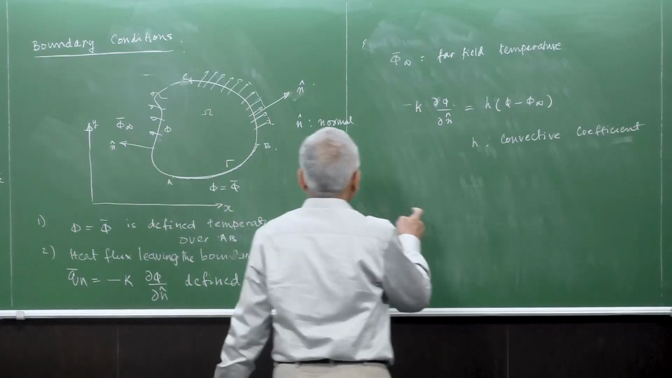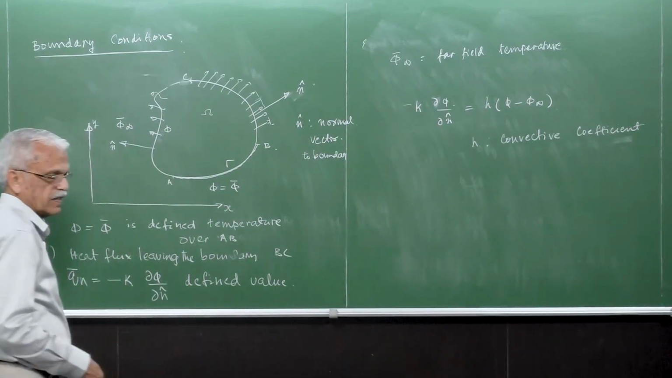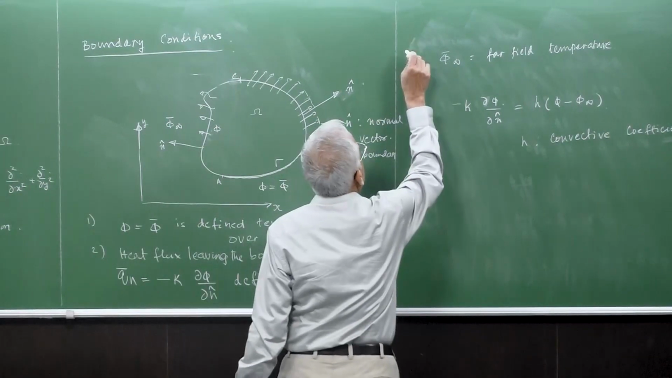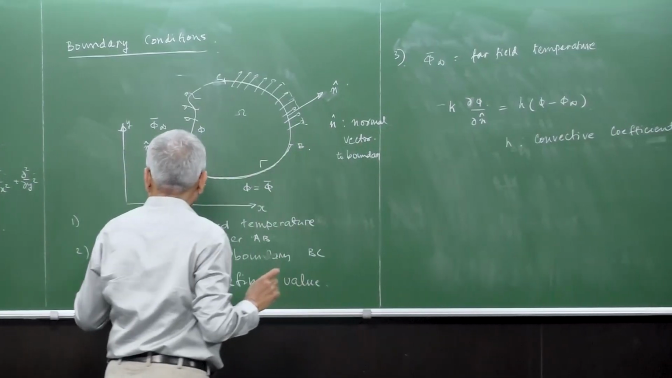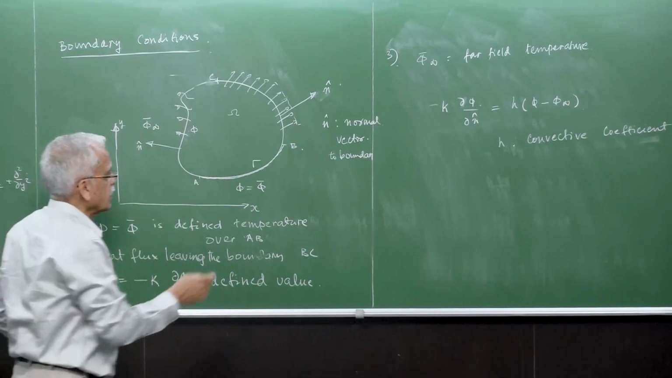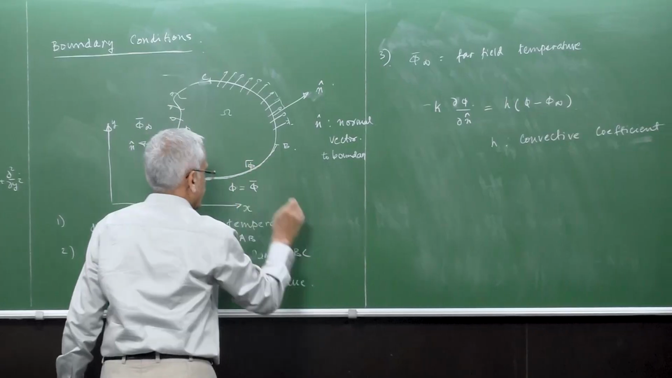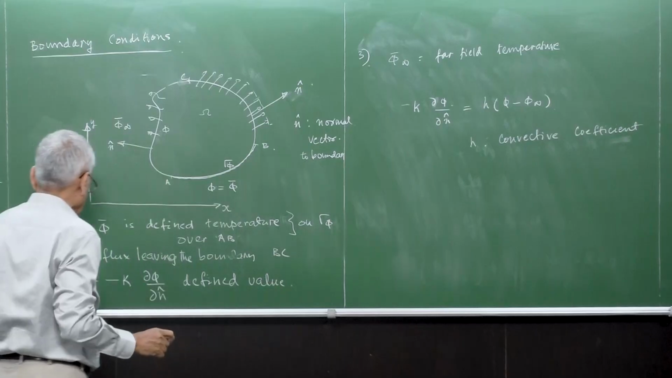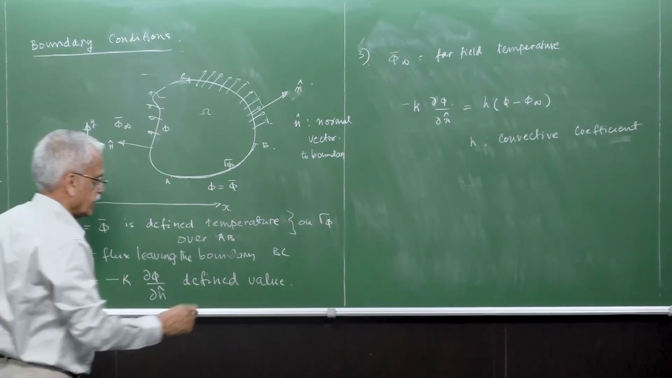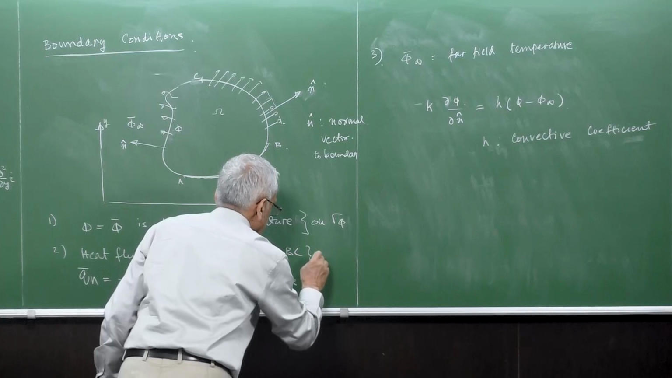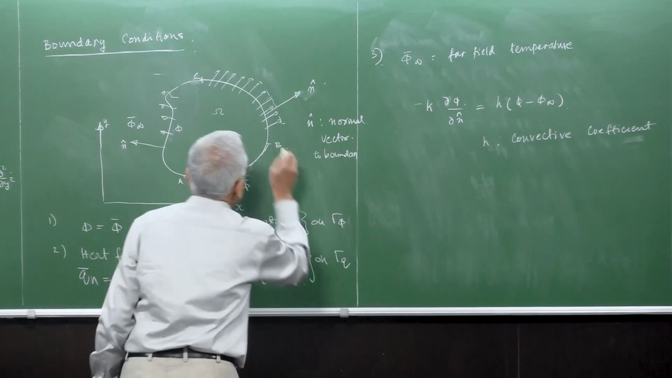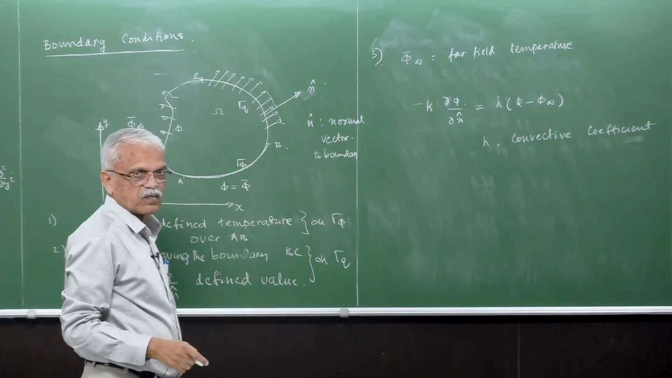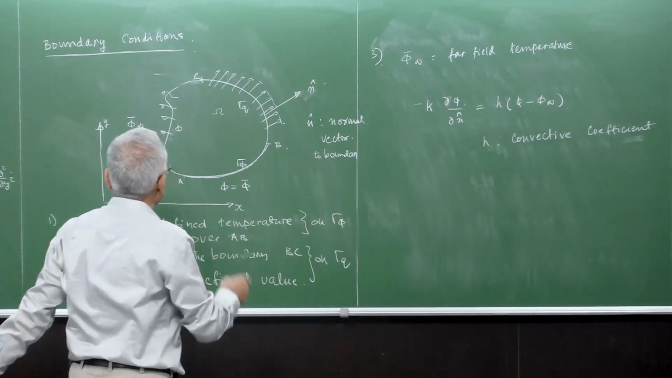So that way we have defined three types of boundary conditions here. One is a temperature defined boundary condition, which we call gamma phi. And then a second one is a heat flux boundary condition, which we call gamma q here. So BC is a heat flux boundary, which we call gamma q.